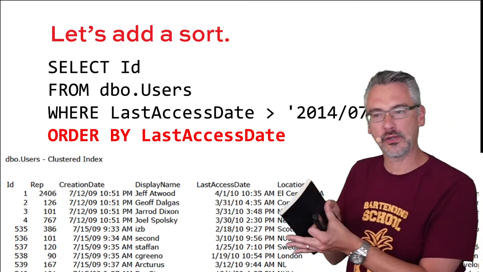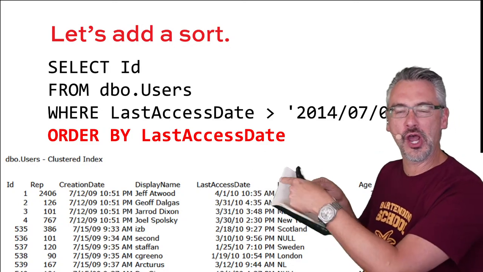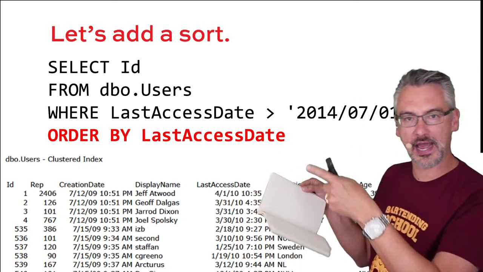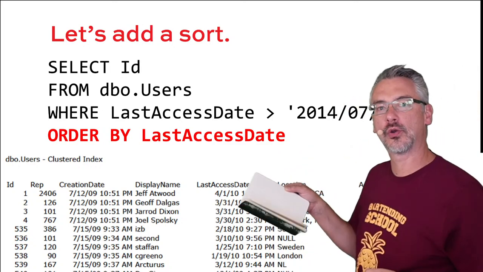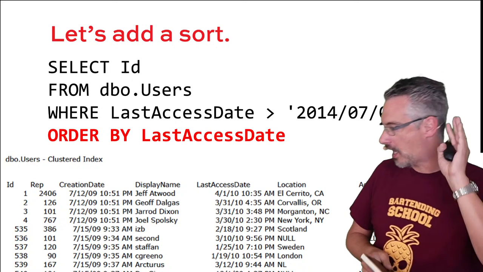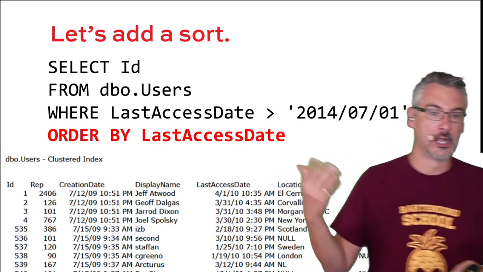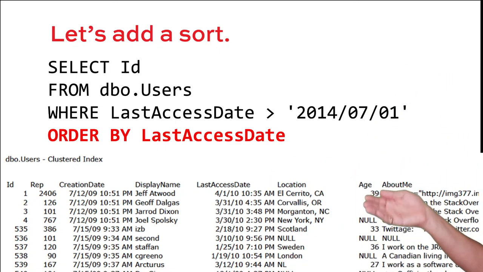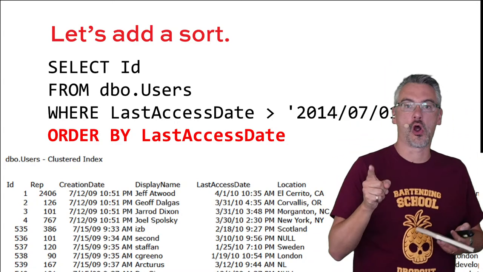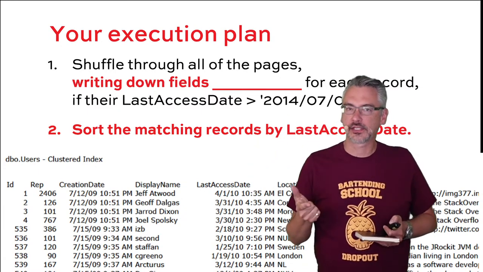No, no, no, because if you only write down the ID, every time you find another row, how do you know where it goes? You have to write down both the ID and the last access date so that you can put them in order. Now, Derek says everything in the row. You don't want to write anything extra because I know y'all, not only are you not that bright, you're also extremely lazy and you don't want to write down anything you don't have to. If we don't have any need for the location column or the age column, why write them down if the query's not asking for it? SQL Server is just as lazy as you are, if not more so. So what we're going to write down is ID and last access date.